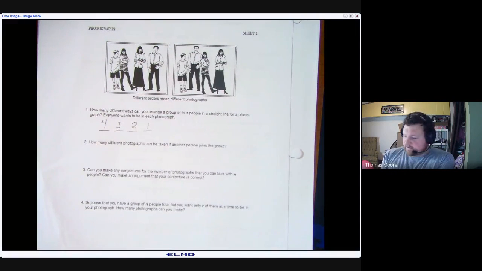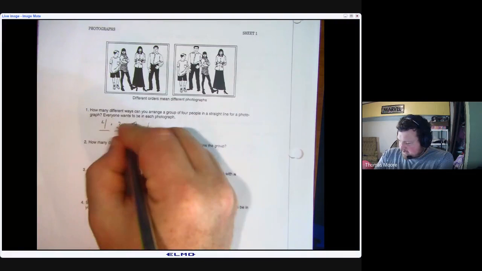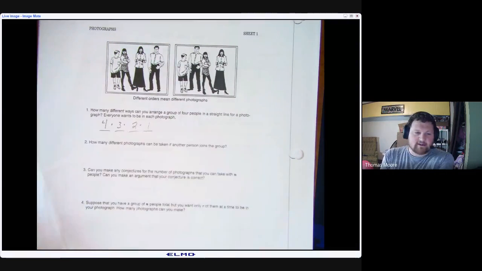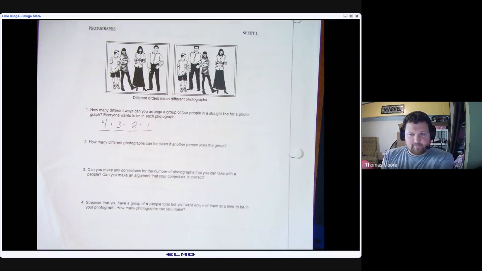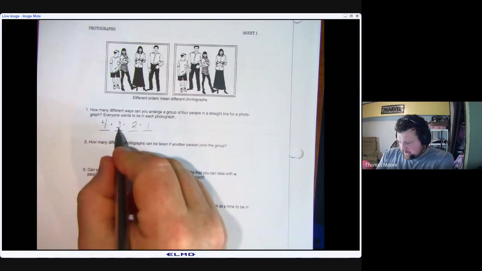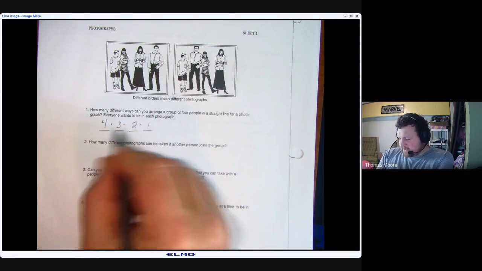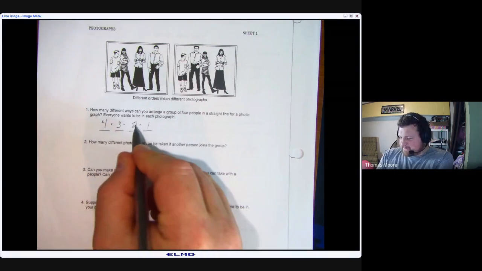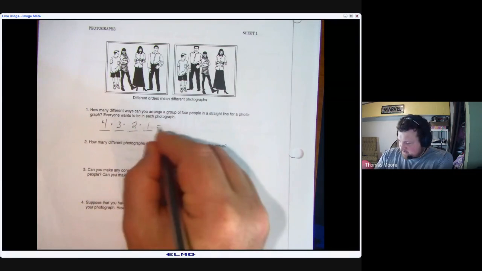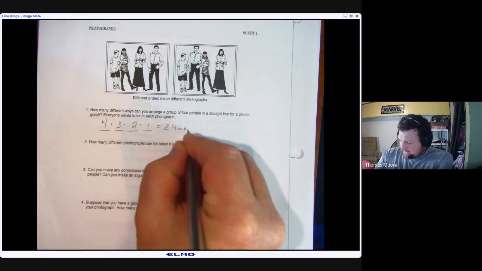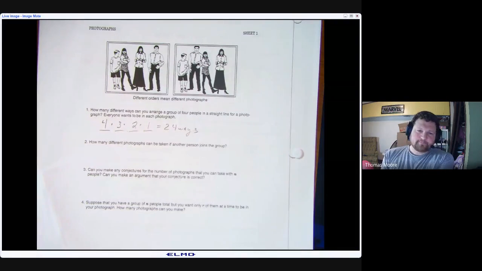So our fundamental counting principle that we talked about before says if we multiply all these together, we can determine the total number of different ways in which we can arrange these people. So 4 times 3 is 12. 12 times 2 is 24. Times 1, there are 24 different ways.